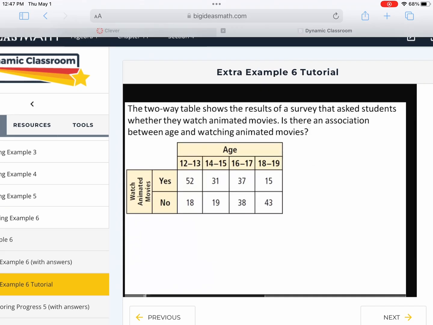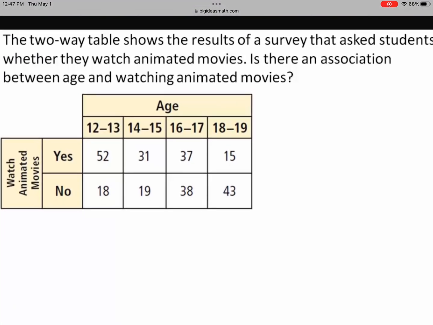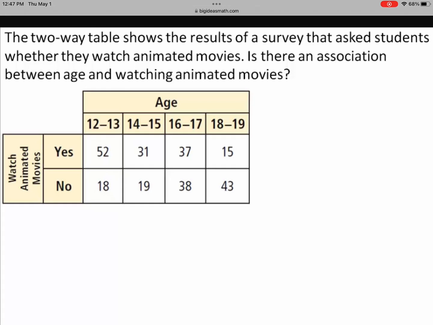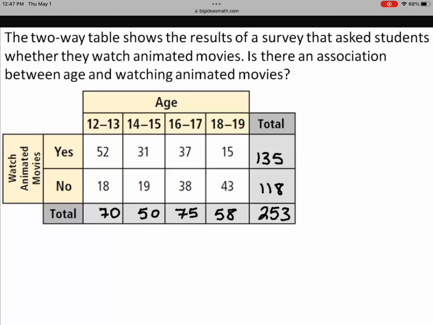The two-way table shows the results of a survey that asked students whether they watch animated movies. Is there an association between age and watching animated movies? Begin by finding the marginal frequencies for the two-way table. Then use conditional relative frequencies based on column totals to determine whether there is an association.